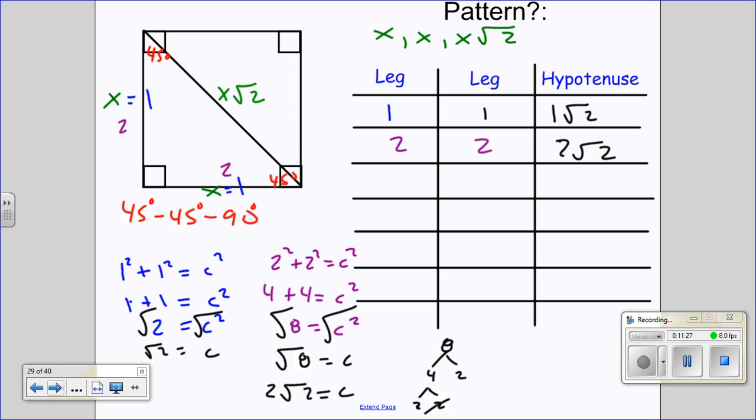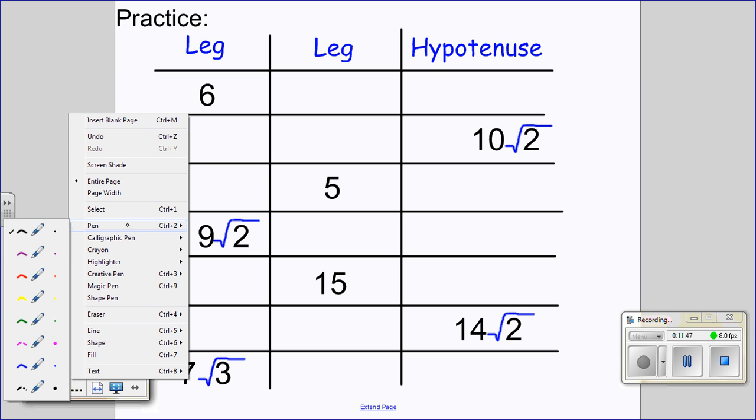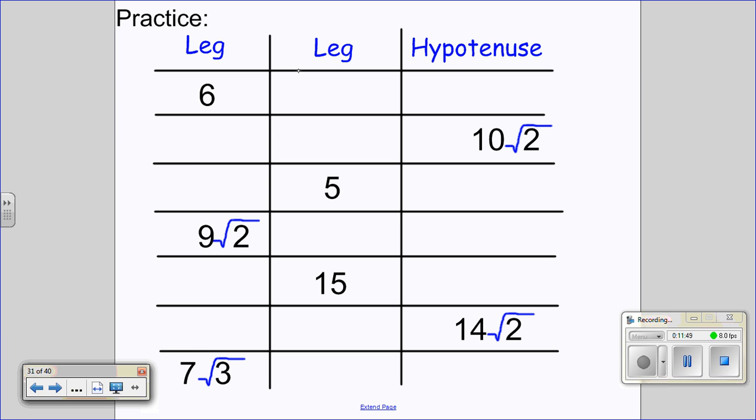So that's the pattern. Again, your formula chart will tell you x root 2. So x stands for the legs, and they have to be the same number. And then whatever that number is, you can find your hypotenuse. So let's practice real quick. So if one leg is 6, that means the other leg is 6. So that means the hypotenuse will be 6 square root of 2, right?